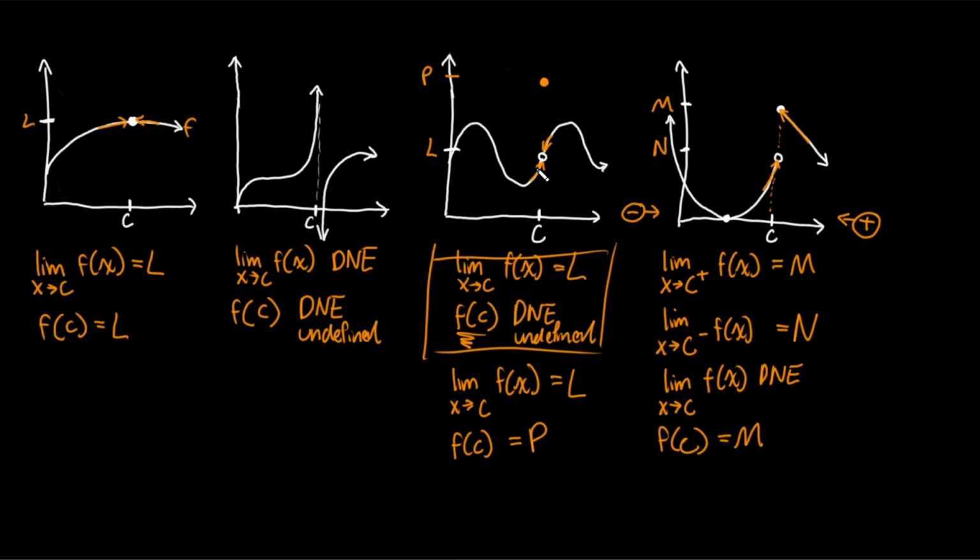And so it doesn't matter what is happening or what f of c actually is. The limit only cares about the behavior near c. And so if we follow the graph, it looks like it's approaching L from the left and the right side. But if we plug in f of c, we'll get P. Okay.